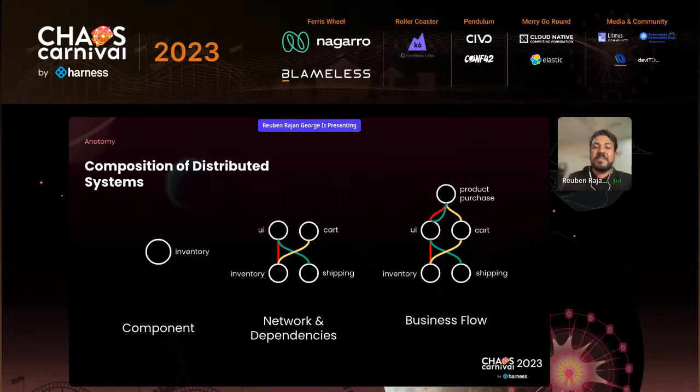And here the components are the lowest level, the atomic elements, which is this inventory service, which is either implemented as a microservice, or an application on a VM, or a serverless component. And then we have the network and dependencies, which include network components, physical or software-defined, caches, queues, middleware, all of that, to either orchestrate or pace the traffic. And business flows, which are those end-to-end integrated systems to service a particular business process.